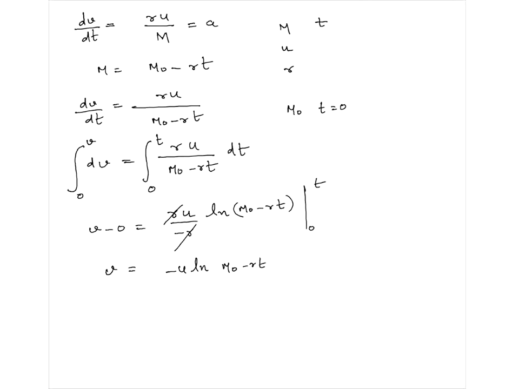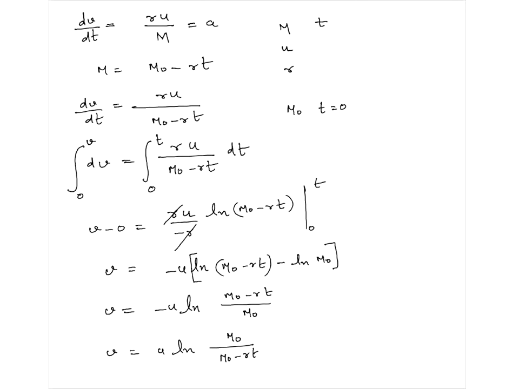Putting t in place of t, putting 0 in place of t. Minus sign in between. Log of m0 minus Rt whole upon m0. Now this minus sign can be removed by inverting what is inside the log. So we have V equal to U times log m0 upon m0 minus Rt.